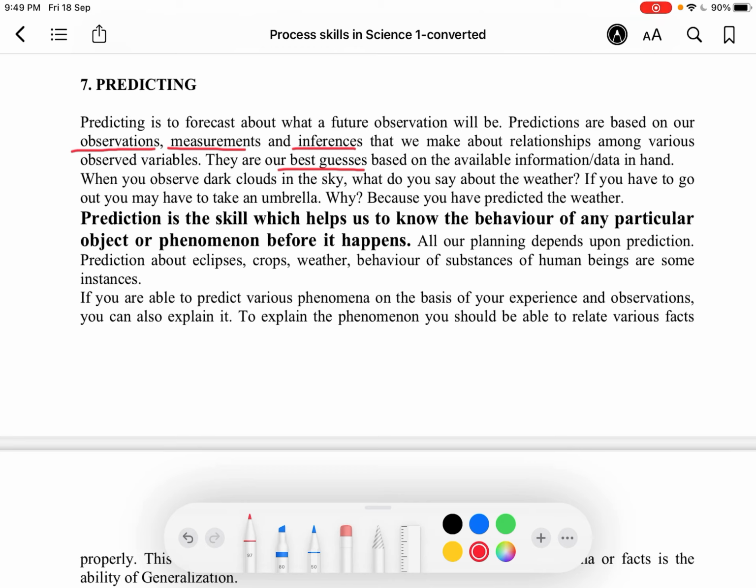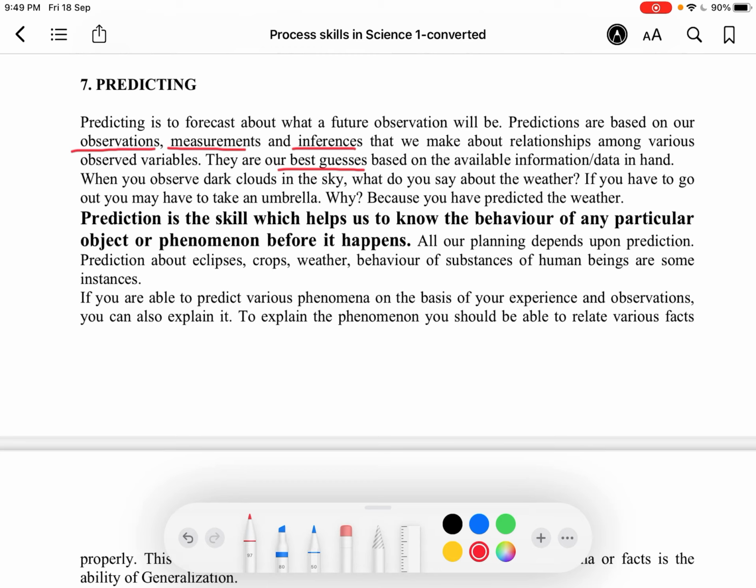When you observe dark clouds in the sky, what do you say about the weather? You forecast. If you have to go out, you may have to take an umbrella. Why? Because you have predicted the weather. We just see the sky and decide to carry an umbrella. Like that, we change our behavior. At that time, we are making use of the skill of prediction.